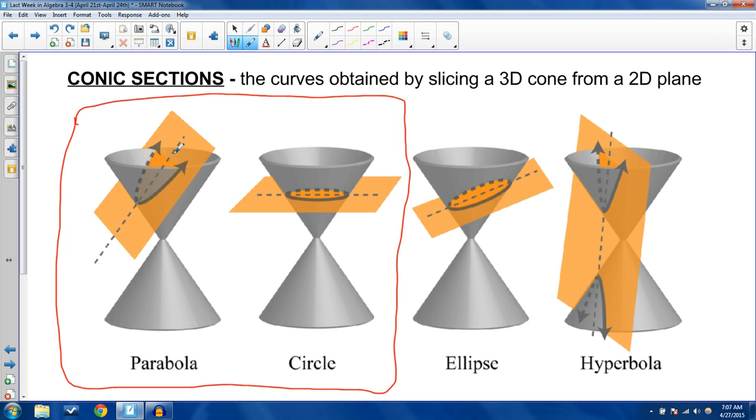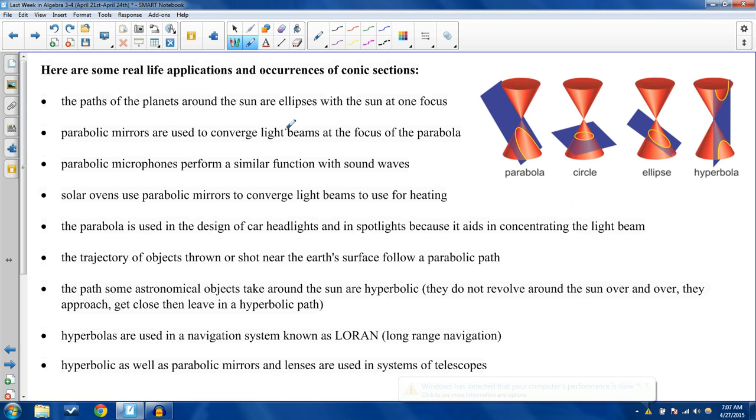Now people might ask why. Like, why do we do this? What's studied with this? Well, for one, there's that thing that was called the focus, or the ellipse also has something called foci, same with the hyperbola. Plural of focus. But also, I did some digging and some research here. Here are some real-life applications and occurrences of conic sections.